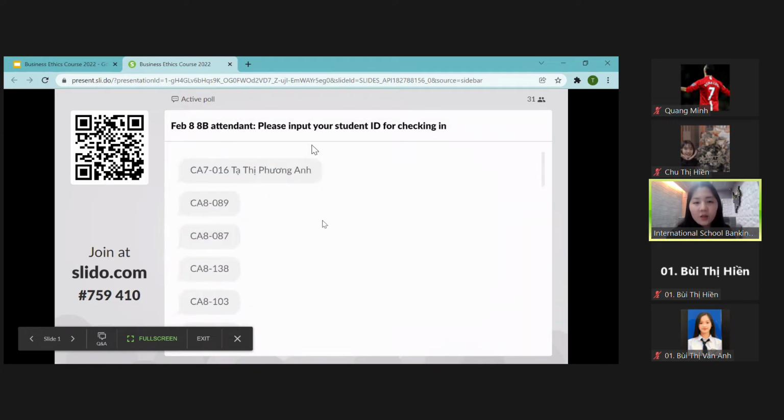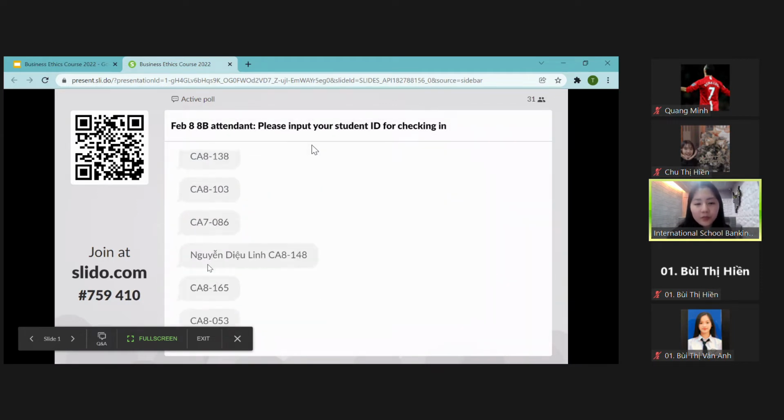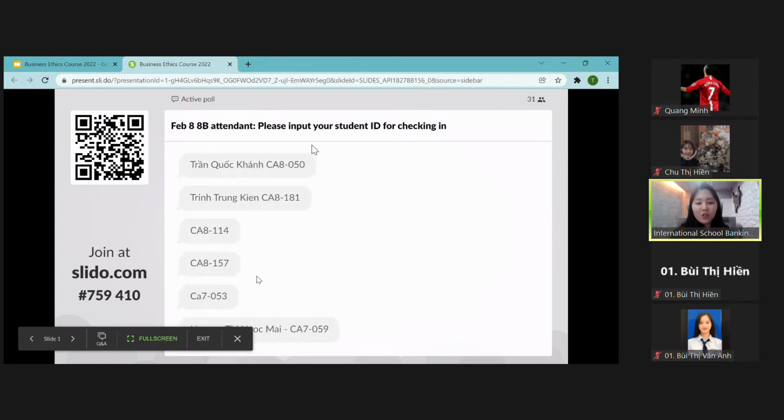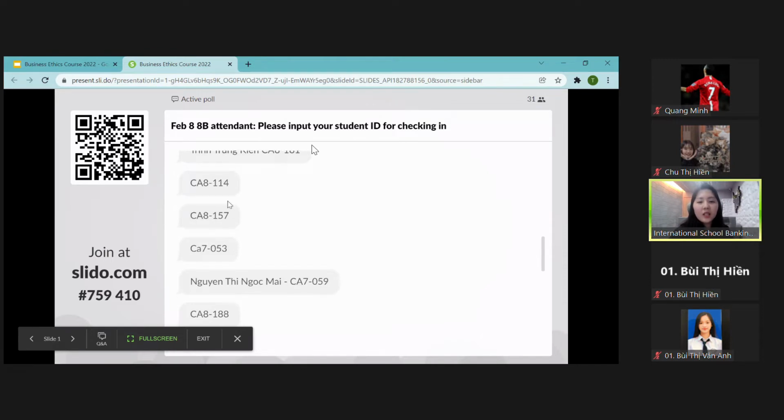Okay, so on my side, I see your student ID right here. You just need to put your correct student ID. You don't have to put your name. When you put your name right here, I very much appreciate it, but it makes it difficult for me to collect your information. So I only need your student ID like this.